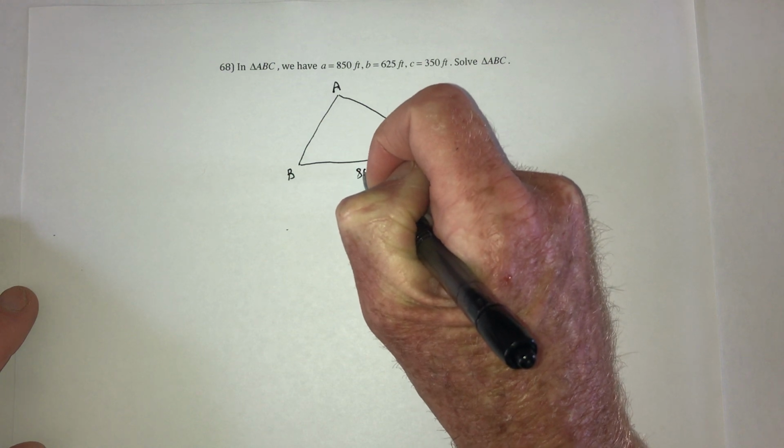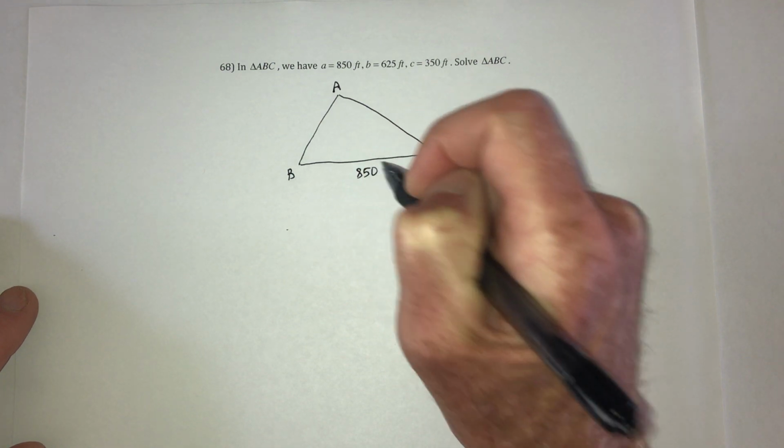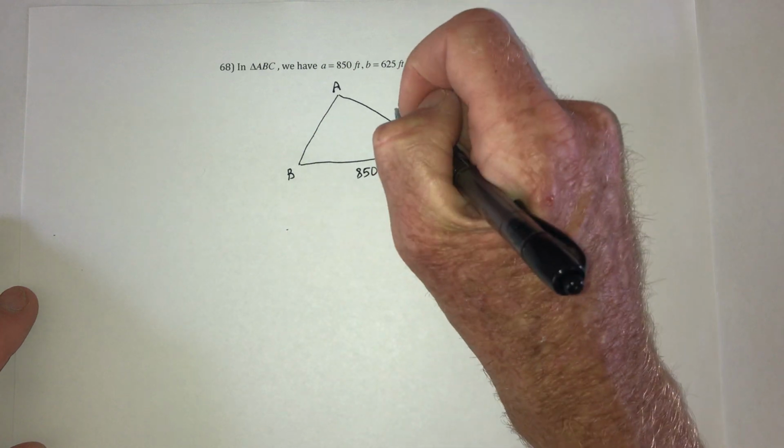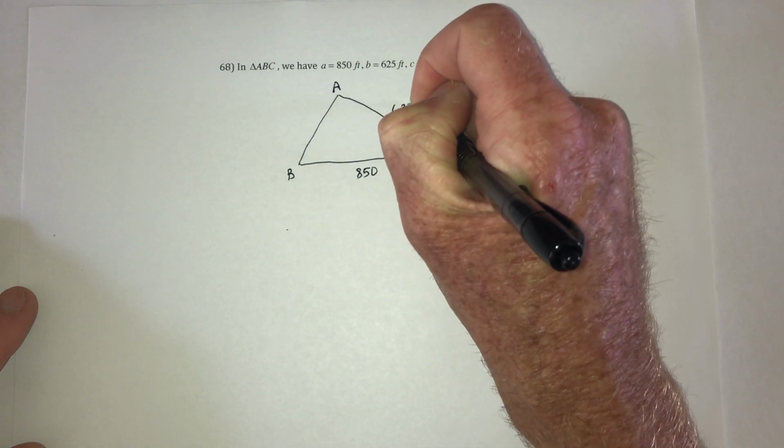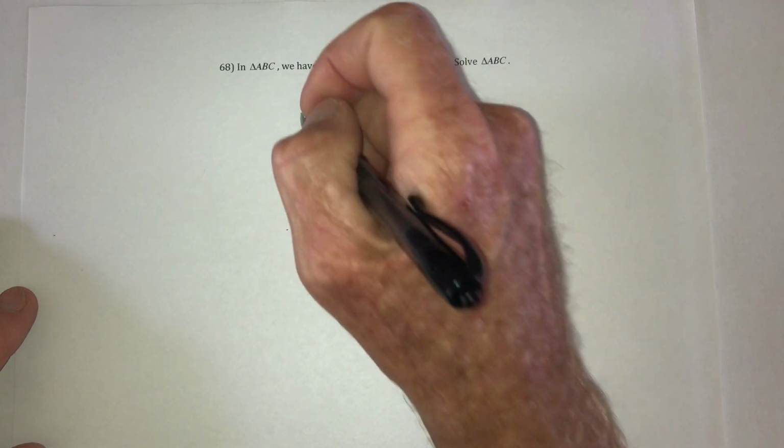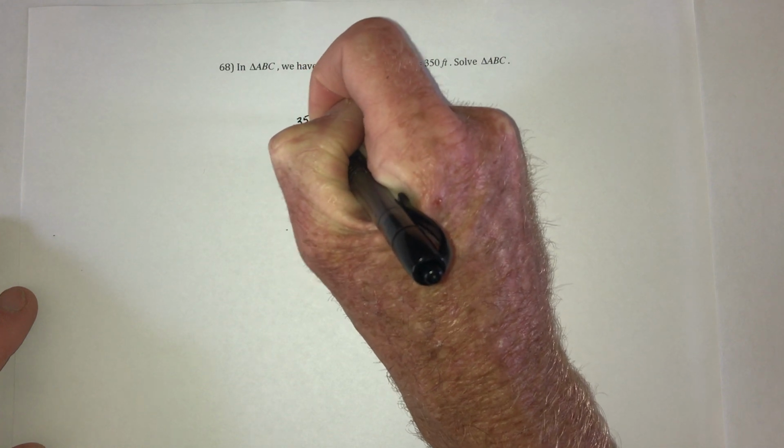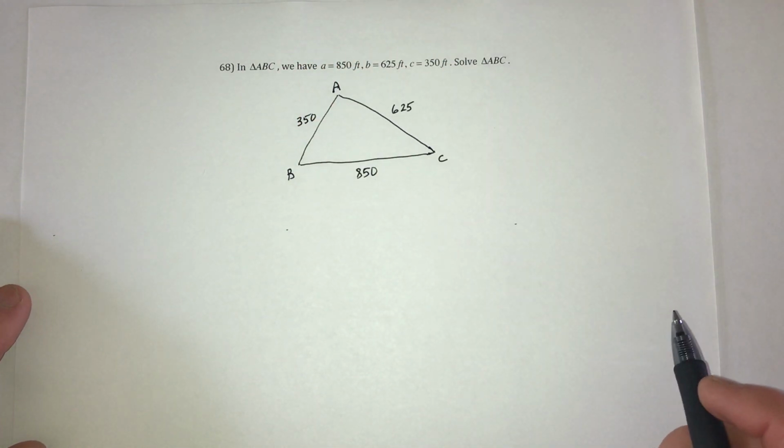so this is 850. Across from B is 625. And across from C is 350. Then solve the triangle, which means find all three angles.